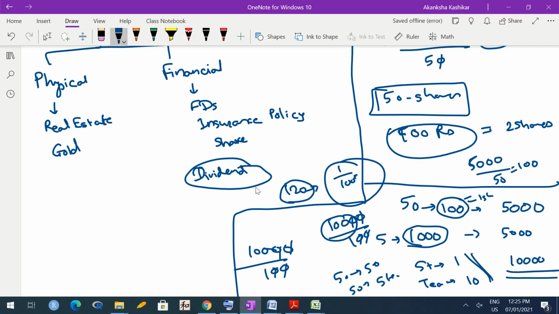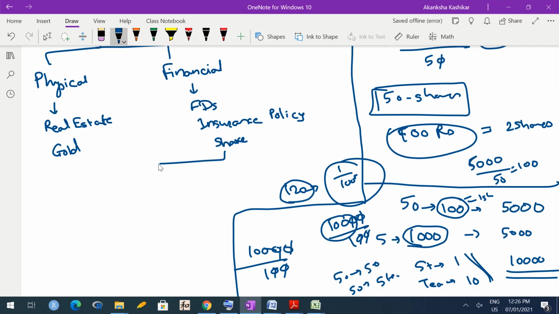Okay, so I hope the concept of share is clear to everyone. I know for many of you this might be too trivial, but I don't want people to lose out just because they are not comfortable with the terminology. So share becomes a financial asset.